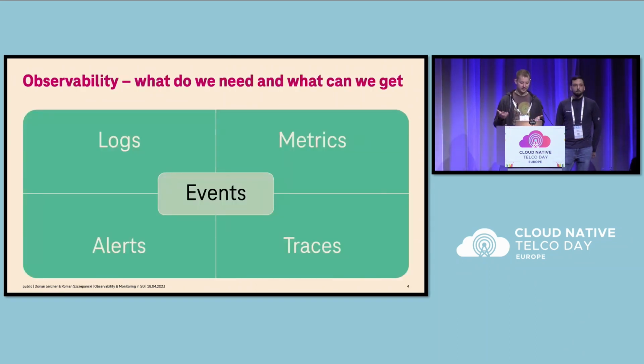Okay, so what's observability? It's events, and we have different kinds of events there. We have the logs, we have the metrics, we have some alerts, and of course, also really, really important, we have traces there.